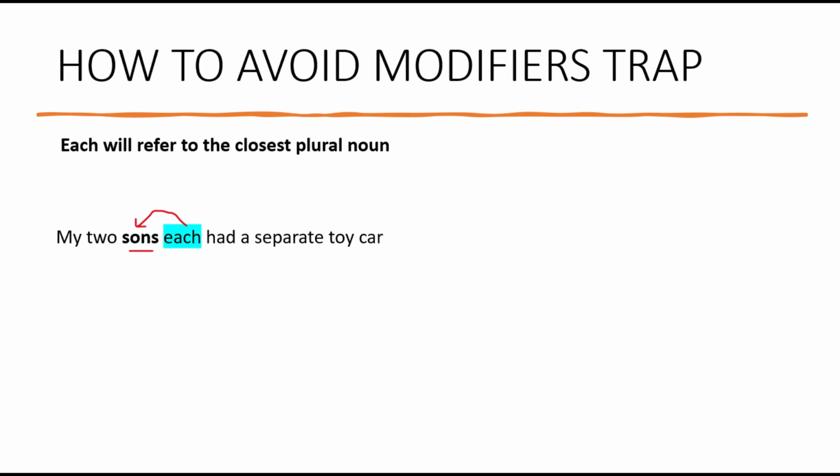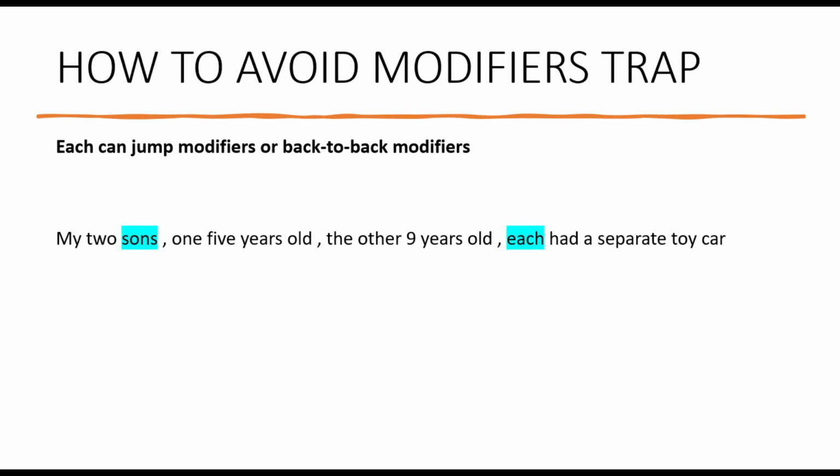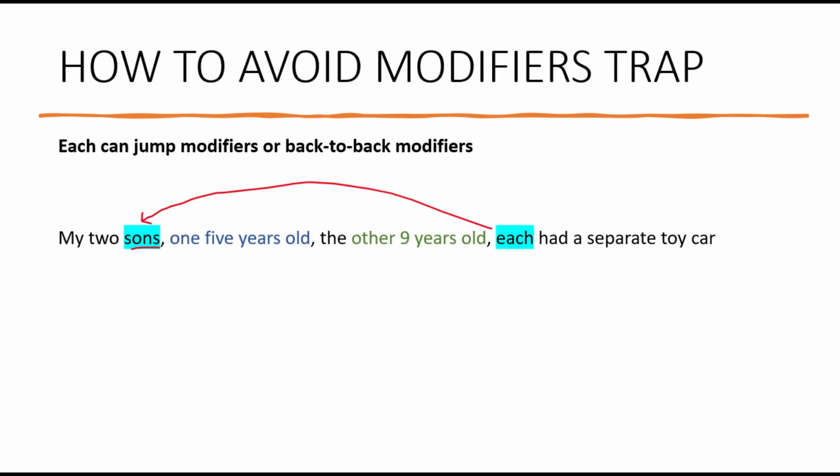But that's not the end of the story. Each can also jump over modifiers or back-to-back modifiers that might confuse the meaning. Consider this example: my two sons, one 5 years old, the other 9 years old, each had a separate toy car. In this case, each jumps over the modifiers and refers to sons, maintaining clarity.